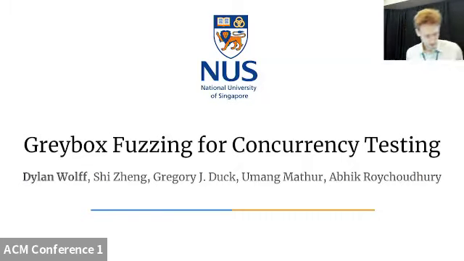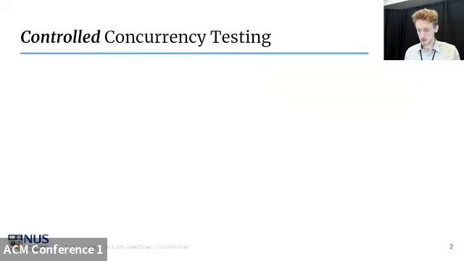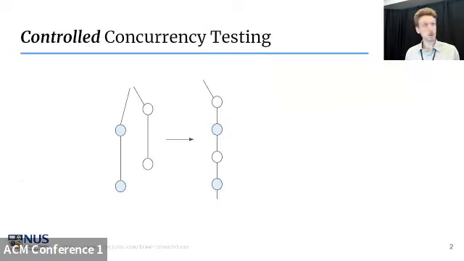Thanks. Yeah, so my name is Dylan, and I'll be presenting our work, Greybox fuzzing for concurrency testing. Controlled concurrency testing is where we take a multi-threaded program and serialize the execution, so we only allow one thread to execute at a time. We also implement some sort of scheduling algorithm to decide which thread to run next after each event. An event here could just be a memory load or store or any kind of operation in the program.